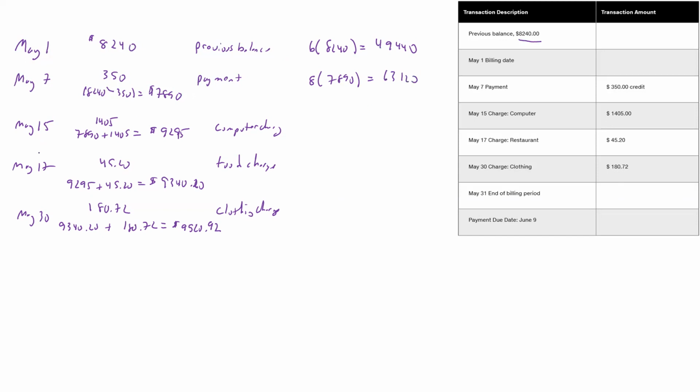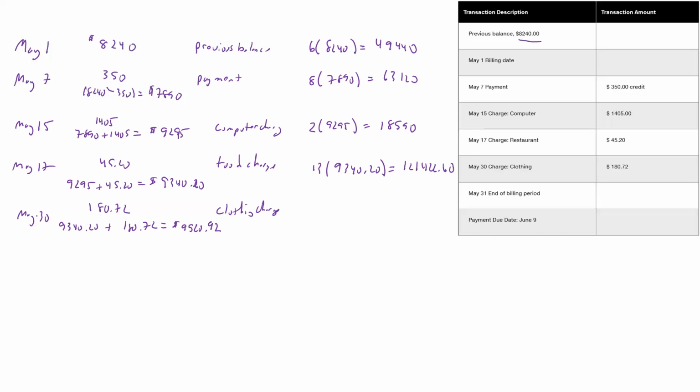Now, from the 15th to the 17th, there's 2 days at the 9,295. And so that's going to be 18,590. And then from the 17th to the 30th, that's 13 days at the new balance of 9,340.20. And so that's going to give us 121,422.60.